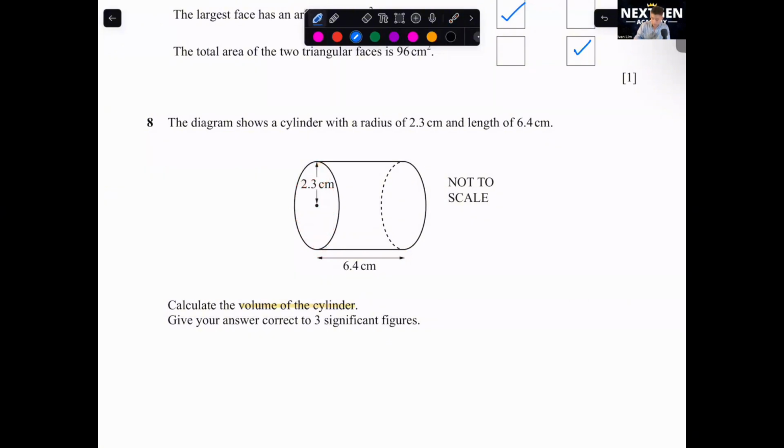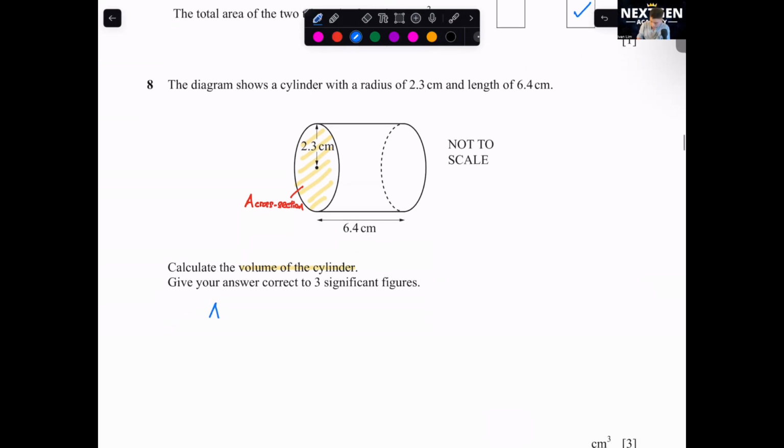So we will start by calculating this part here. This is called your cross-sectional area. Sintong, very good. So what is this cross-sectional area? This one is called area of cross-section. You can split it up, or count one immediately also can. I will write area of cross-section, because the cross-section can be any shape. This one will be pi r squared, which is pi times 2.3 squared.